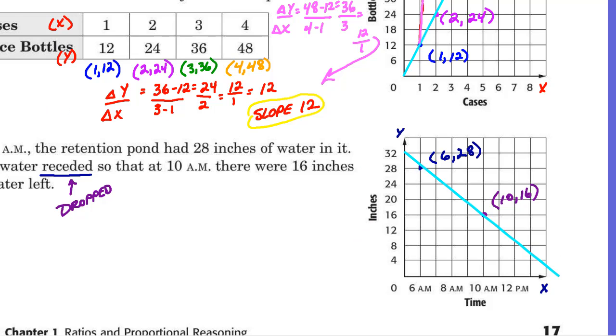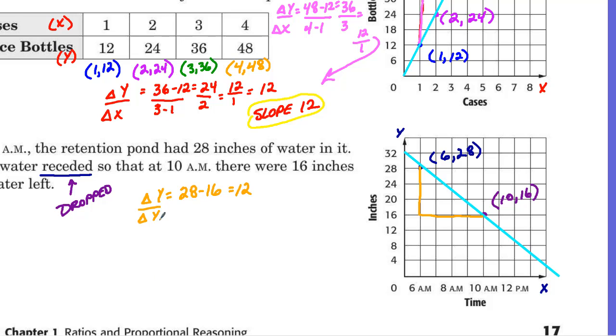So let me figure out the slope. I'm going to do the same thing. The delta of y changed from 28 to 16. 28, take away 16, is 12.